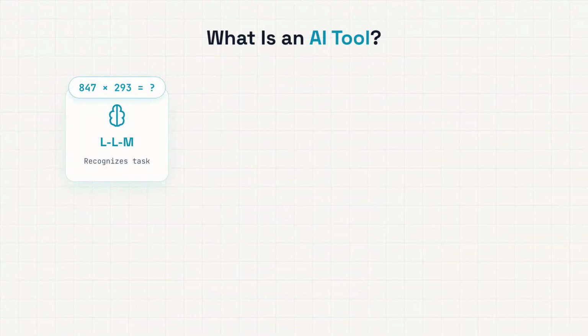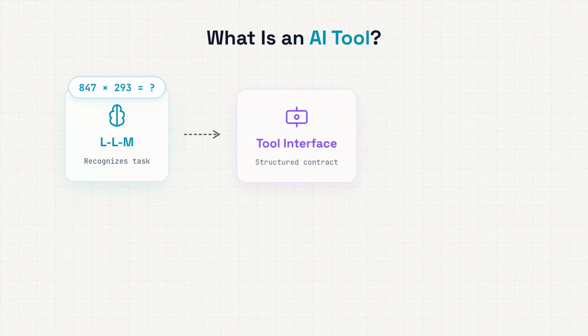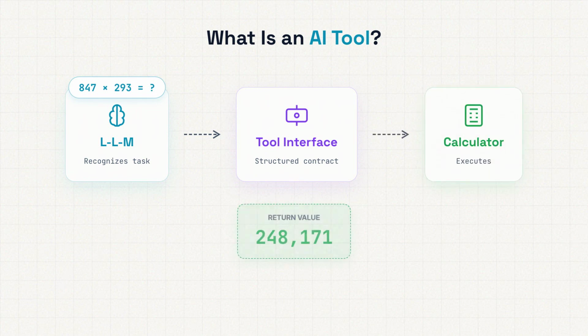So, what exactly is a tool in the context of AI agents? Think of it this way: the LLM encounters a problem it can't solve on its own, say multiplying 847 by 293. Instead of guessing, it recognizes that this is a job for a calculator. It formats a structured request, essentially saying, "Hey calculator, multiply these two numbers." That request goes through a tool interface, which is just a well defined contract describing what the tool does, what inputs it expects, and what it returns. The calculator executes, returns the precise answer, 248,171, and that result flows back to the LLM, which incorporates it into its response.